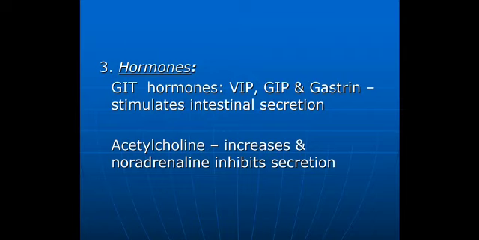The hormones which are essential are VIP, the vasoactive intestinal polypeptide, the gastric inhibitory peptide and gastrin, which stimulate intestinal secretion. Acetylcholine increases, whereas noradrenaline inhibits the intestinal juice.